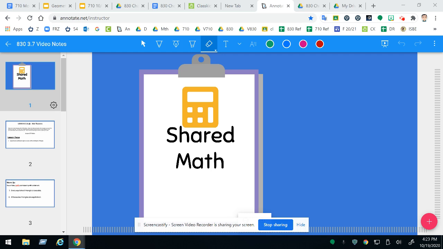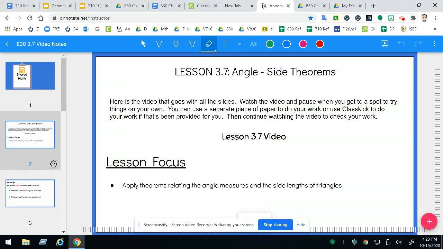Hi everyone. Today we're going to look at lesson 3.7, angle side theorems. The focus of today's lesson is that we have a couple of new theorems for you. You're welcome in advance. They look at the relationship between angle measures and side lengths in triangles. We're going to establish what those relationships are in today's lesson.